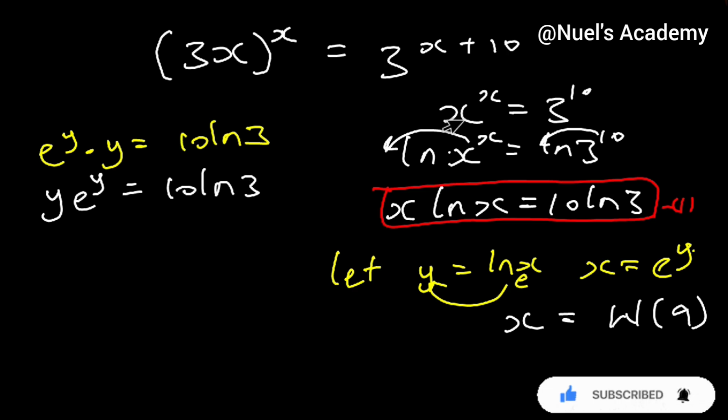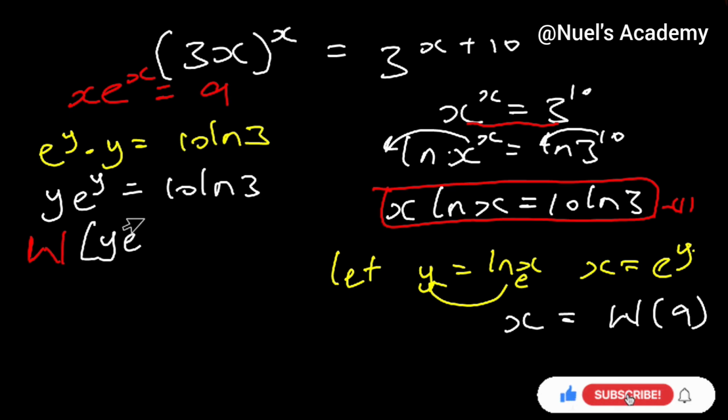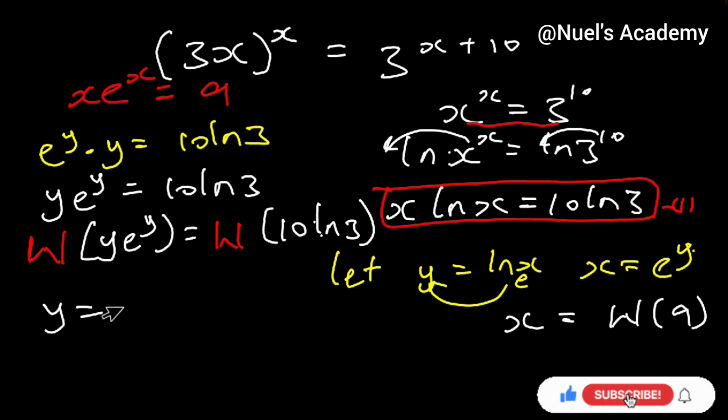As you can see, we've written this equation in the form we want it to be, which is x times e^x equal to a. Now we have y times e^y equal to 10 ln 3. The next thing we're going to do is to apply the Lambert W function to both sides of the equation. So you have Lambert W of y e^y equal to Lambert W of 10 ln 3. When we do that, our y is going to be equal to W(10 ln 3).